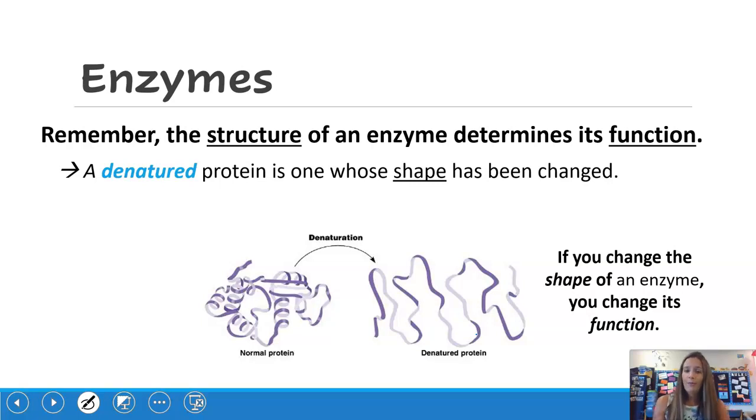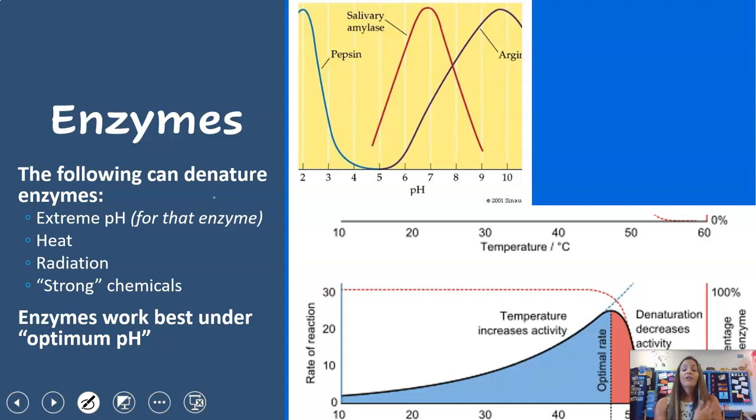It's also important to remember that the structure of an enzyme determines its function. The word denatured is something you need to be familiar with, because a denatured enzyme's shape has been changed. For example, if you were to boil an enzyme that only functions best at lower temperatures, you're going to change that shape and then change its function, and then it can no longer do what it needs to do. The following are things that can denature enzymes.